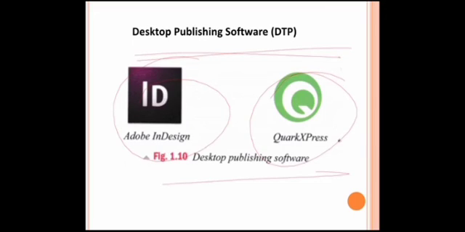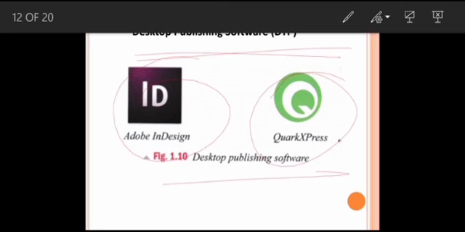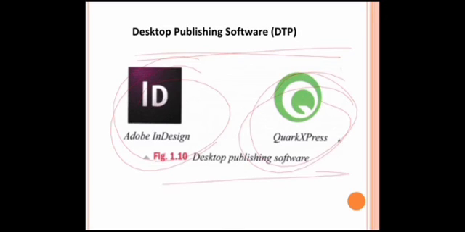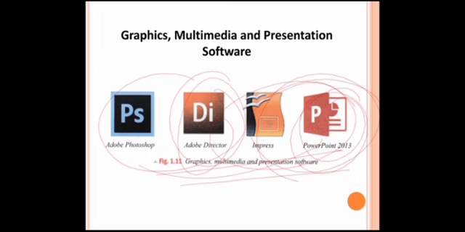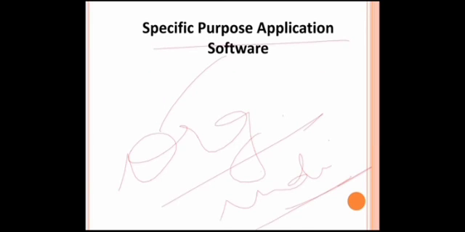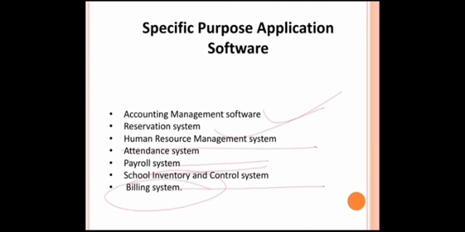And after this, we have done desktop publishing software, which is used to design layouts of books, journals, brochures, newspapers, and the examples are Adobe InDesign and QuarkXPress. After this, we have studied various graphics and multimedia presentation software: Adobe Photoshop, Adobe Director, Impress, PowerPoint. And after this, we have studied specific purpose application software, designed keeping in mind the requirement of an organization or any particular individual.